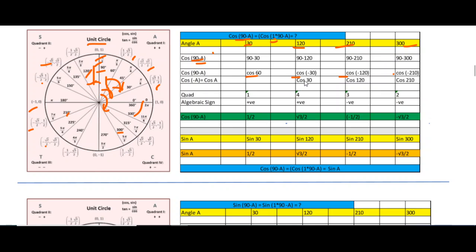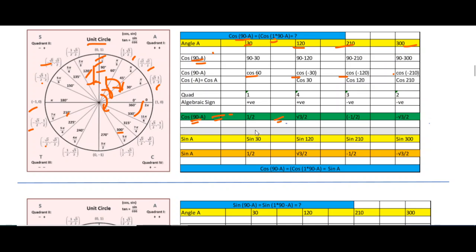Cos of 30 here, or cos of, even if you're taking minus 30, just to make sure there is a minus sign here. The value of the cos function of cos of 30 is the x coordinate, which is root 3 by 2, and so on and so forth. So we have the green bar here, right? It shows over here that we have computed the value of cos 90 minus a.